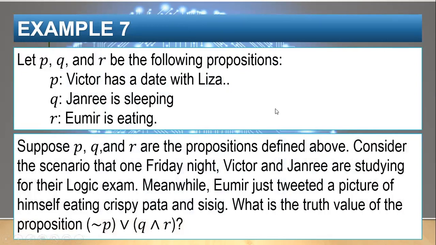Okay. So now, we have a problem here. Suppose P, Q, and R are propositions defined above. We have three propositions. Consider the scenario that one Friday night, Victor and John Ree are studying for their logic exam. Meanwhile, Yumir just tweeted a picture of himself eating crispy pata and sisig. So now what is the truth value of the proposition, not P or Q and R?